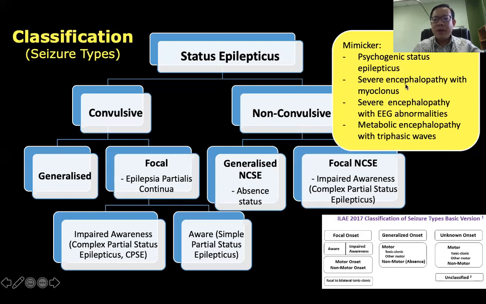Sometimes people with uremic encephalopathy have myoclonus. Some people with hypoxia, some people with severe encephalopathy with EEG abnormalities, but they are not having status epilepticus, and we need to be careful. Especially metabolic encephalopathy, they have triphasic waves. They look periodic, but it doesn't mean that these periodic waves are epileptic or epileptiform. And that's why the treatment is not anti-epileptic drugs in metabolic encephalopathy.